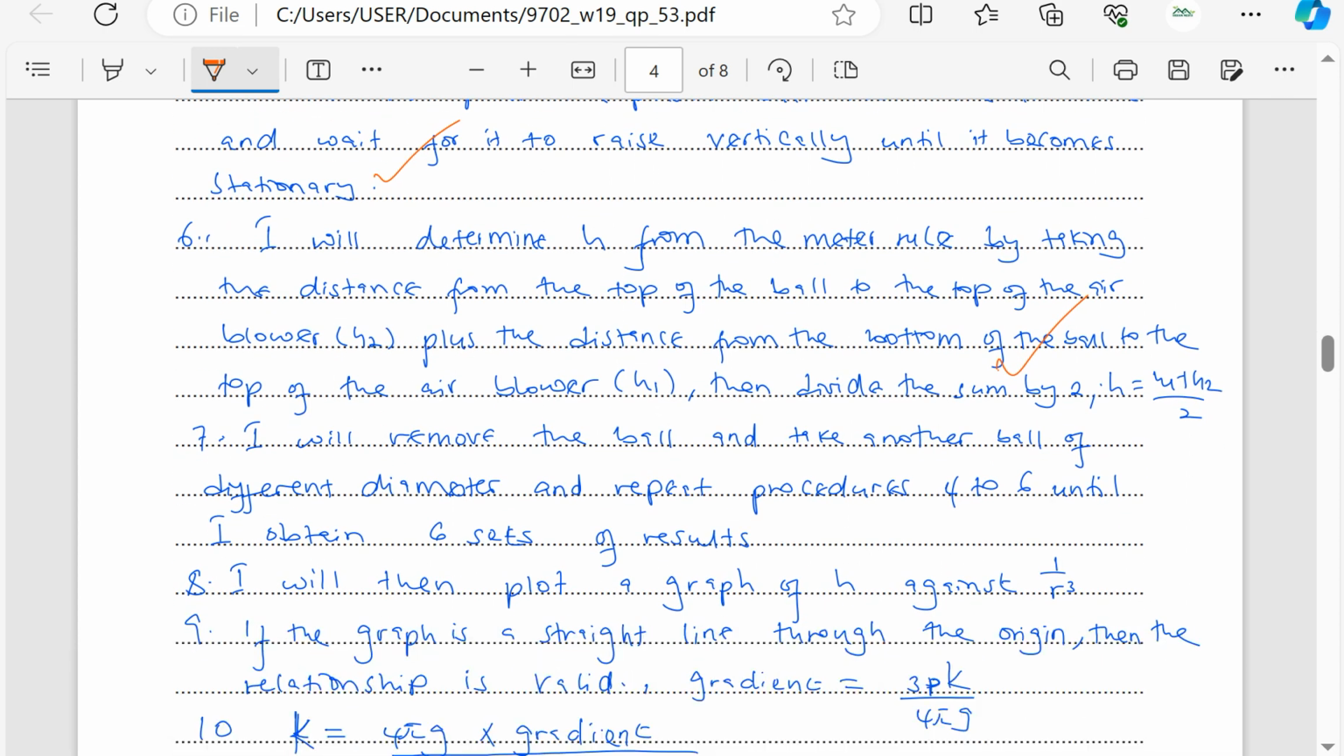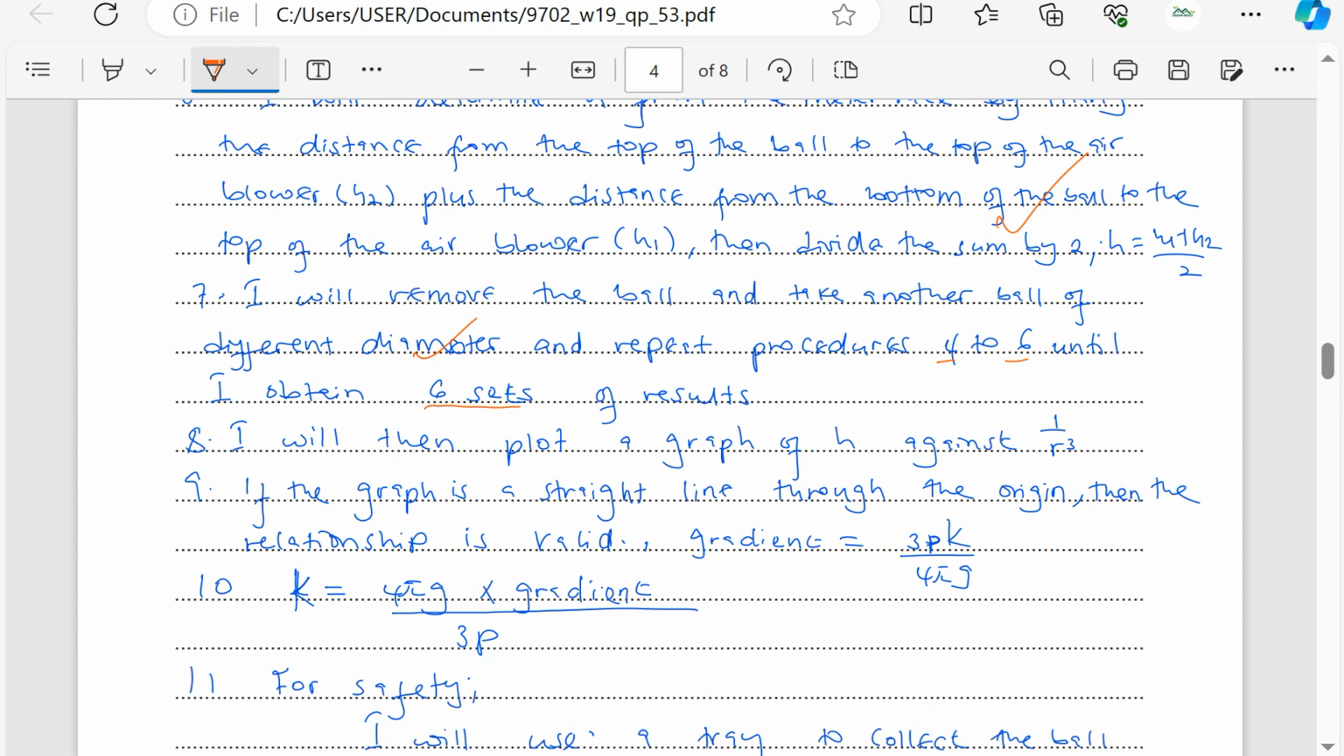I will remove the ball and take another ball of different diameter. So this one I'm showing you how to change radius. I'm picking a ball of a different diameter and repeating procedures 4 to 6 until I have 6 sets of results. I'll then plot a graph of H against 1 over R cubed. So I've suggested which graph to plot. If the graph is a straight line through the origin, then the relationship is valid. So I've suggested what to expect from the graph.